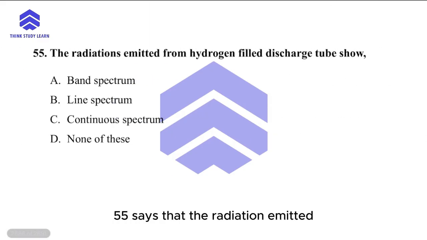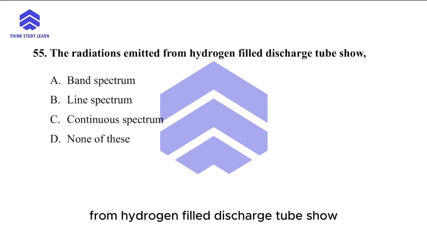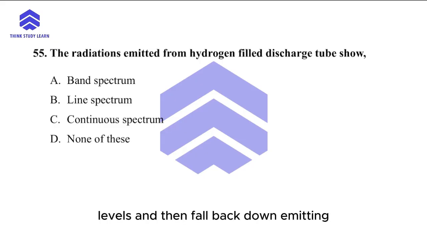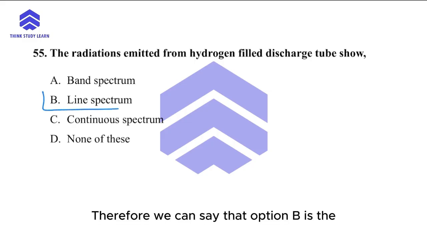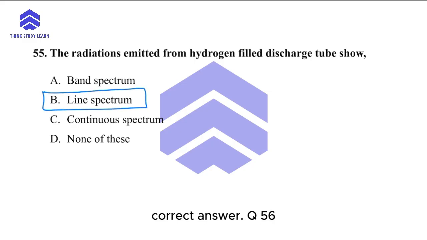Question 55 says that the radiation emitted from hydrogen-filled discharge tubes shows. When the hydrogen gas in a discharge tube is energized, electrons move to higher energy levels and then fall back down, emitting light at specific wavelengths. This produces a series of discrete lines, which are known as line spectra. Therefore, we can say that option B is the correct answer.